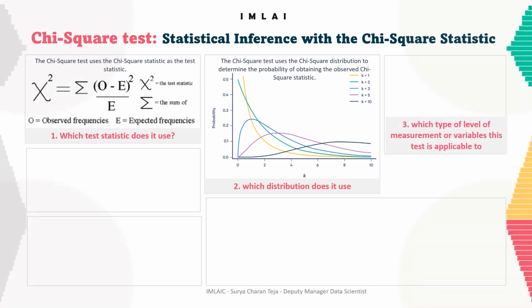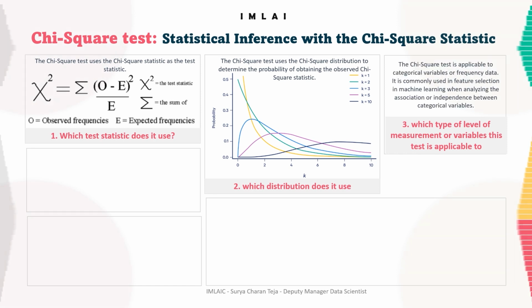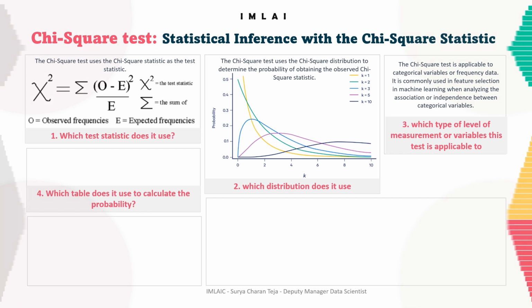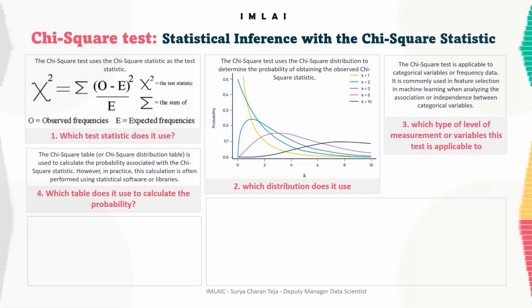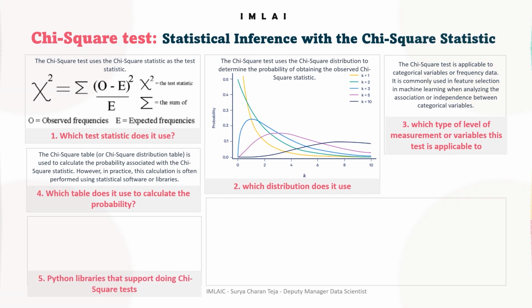The third question: which type of level of measurement or variables is this test applicable to? The chi-square test is applicable to categorical variables or frequency data. It's commonly used in feature selection in machine learning when analyzing the association or independence between categorical variables. Next, which table does it use to calculate the probability? The chi-square distribution table is used to calculate the probability associated with the chi-square statistic. However, in practice, this calculation is often performed using statistical software or libraries. So what statistical software or libraries are available to execute the chi-square test?